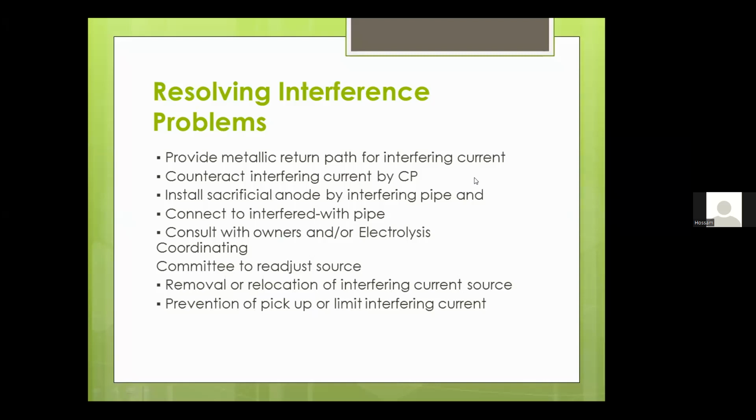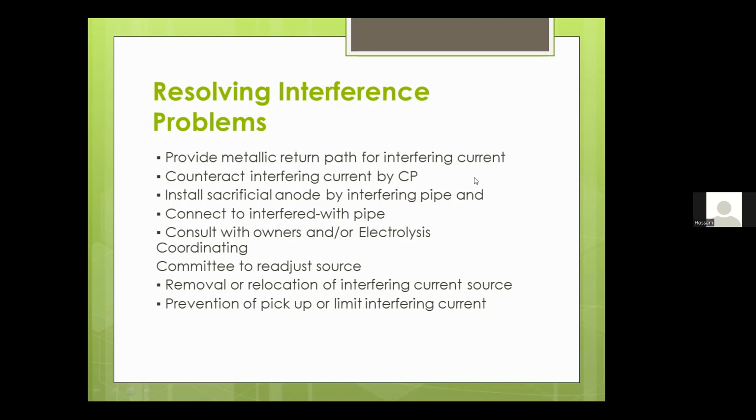How to resolve the problem? We should provide metallic return paths for the interfering current. We may install a sacrificial anode by the interfering pipe and connect it to the interfered-with pipe. We may consult the owners and the electrolysis coordinating committee to readjust the source voltage and current. We may remove or relocate the interfering current source if applicable.